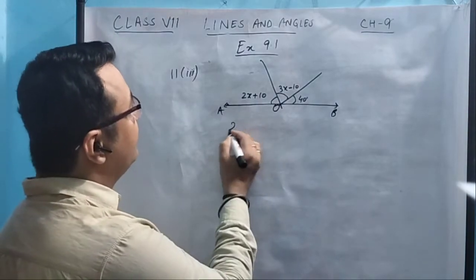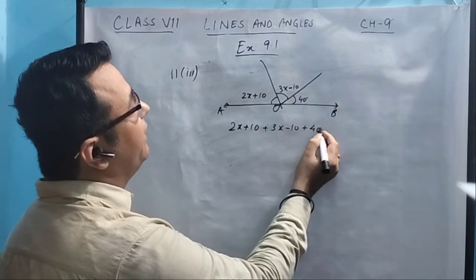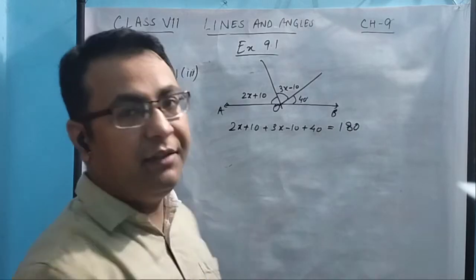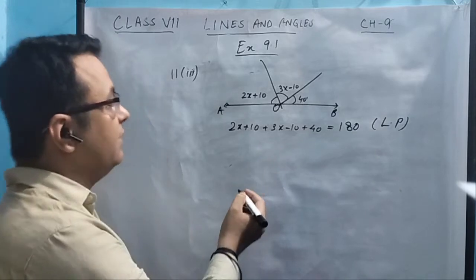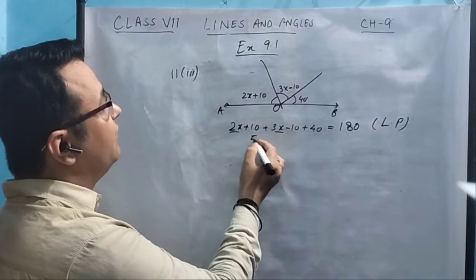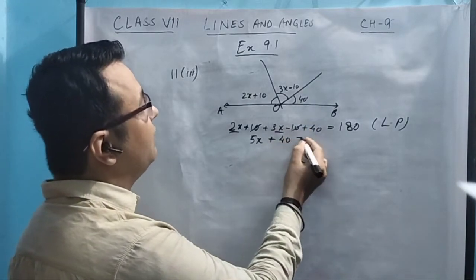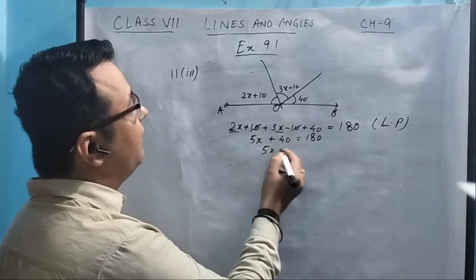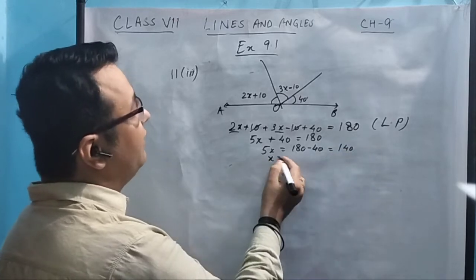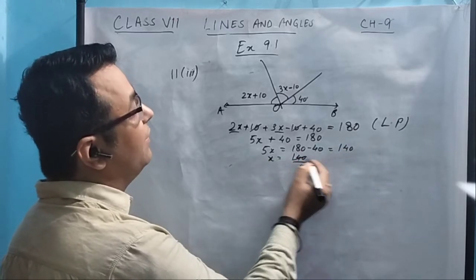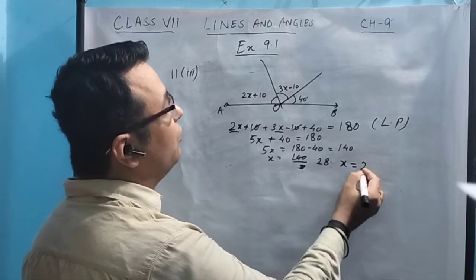So can we write like this? 2x plus 10 plus 3x minus 10 plus 40 degree, their sum will be equal to 180. Why? Because they are forming a linear pair. You can write here also linear pair. Now let us solve. 2x plus 3x will give us 5x, plus 10 and minus 10 will be cancelled. So we are left with 5x plus 40 is equal to 180. So 5x will be equal to 180 minus 40, which is 140. So x will be equal to 140 upon 5, which is 28.